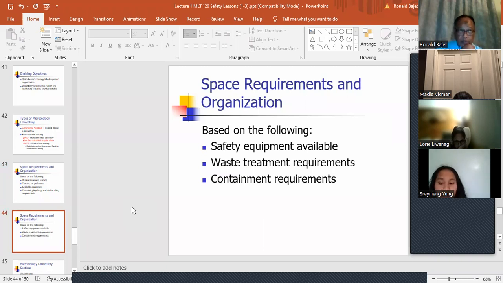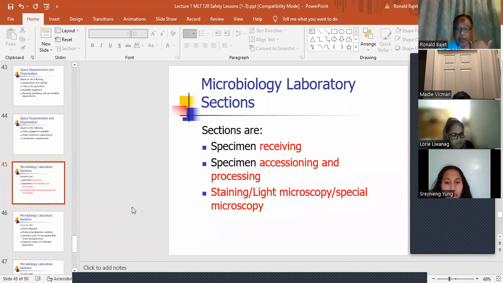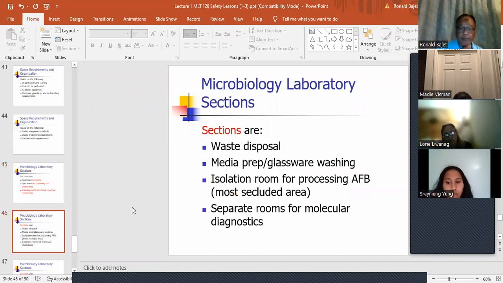Waste treatment requirements, so make sure that you're not dumping your waste directly into the bay, that the waste from your instruments is contained and handled properly, and containment requirements. The microbiology laboratory should have an area where you receive and accession specimens. That's true for any laboratory, but you have a receiving area, an accessioning and processing area. Then after that, in microbiology, you need to have staining and special microscopy to evaluate specimen acceptability.